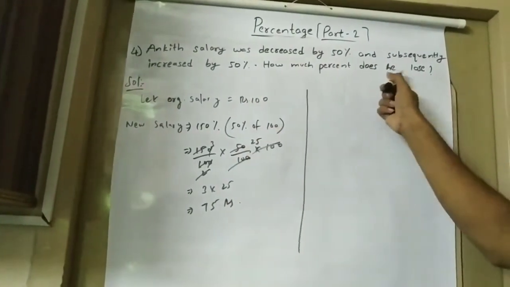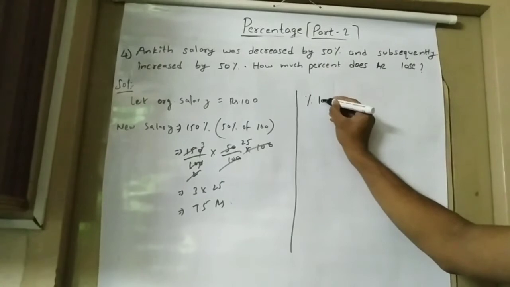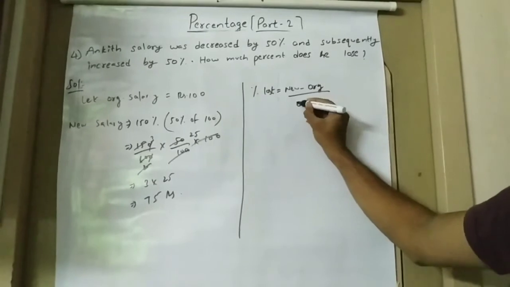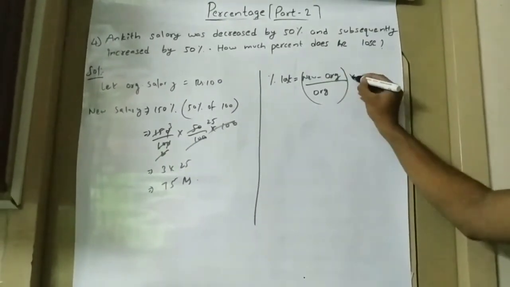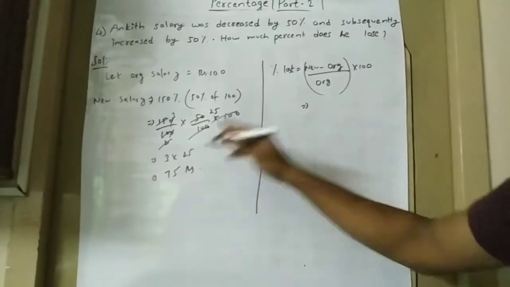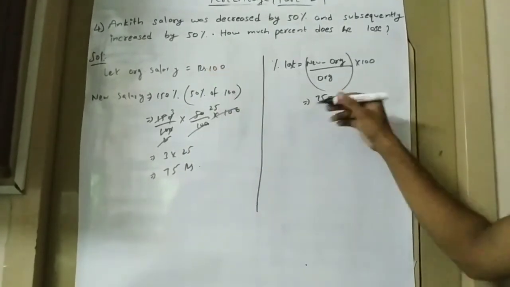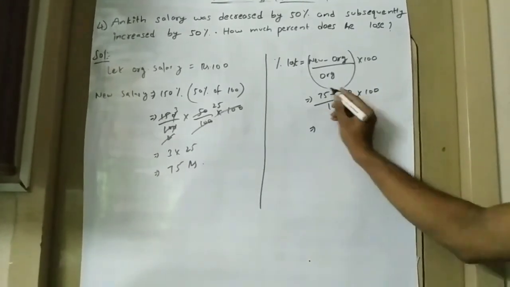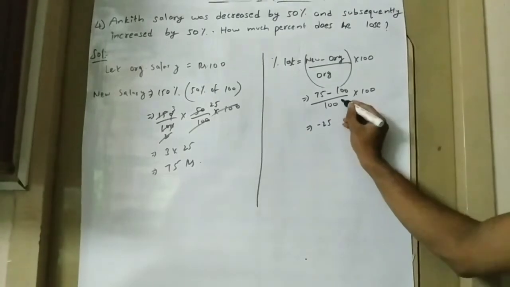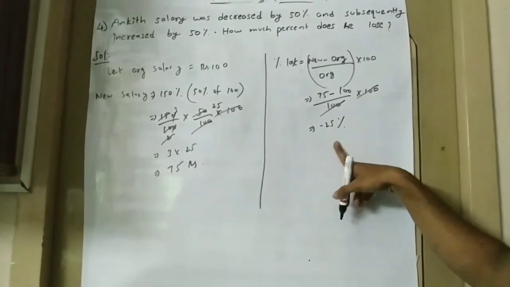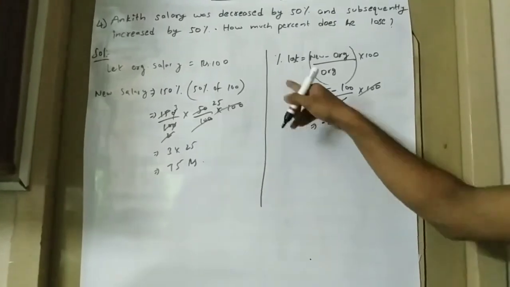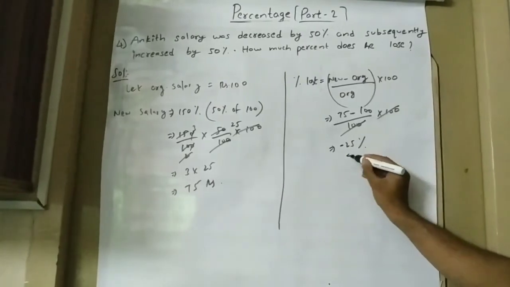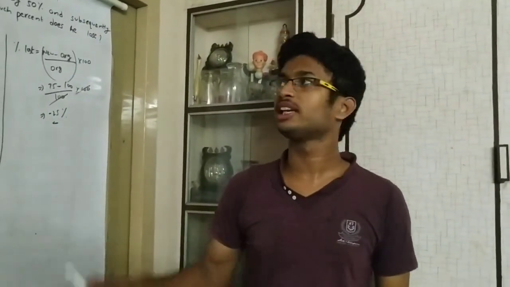They are asking how much percent does he lose. So percentage lost is equal to new minus original by original into 100. So the new salary is 75 minus the original salary 100, by 100 into 100. So 75 minus 100 is minus 25 by 100 into 100. The 100 will be cancelled, so minus 25%. So we got this minus because he lost. This minus indicates he lost. That is 25%.